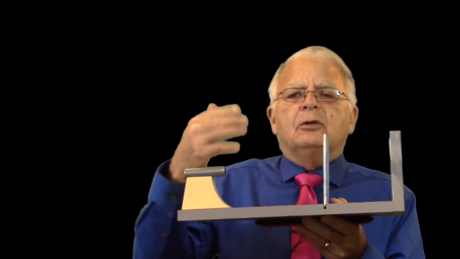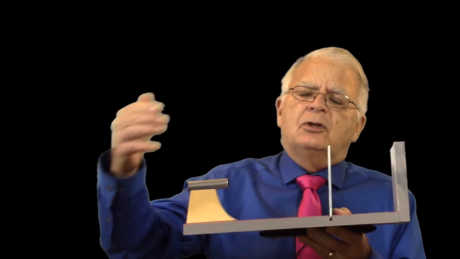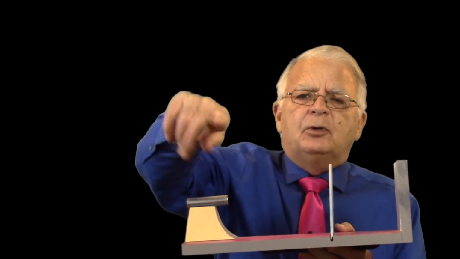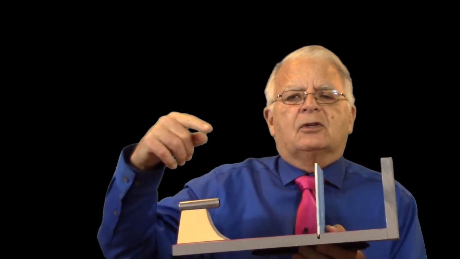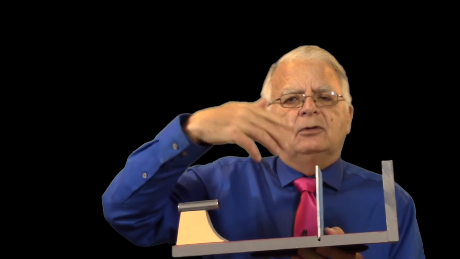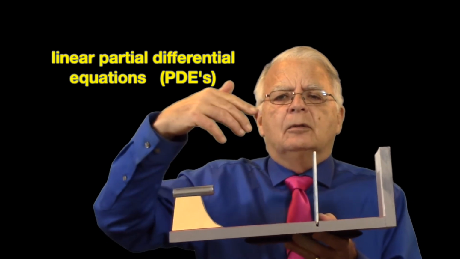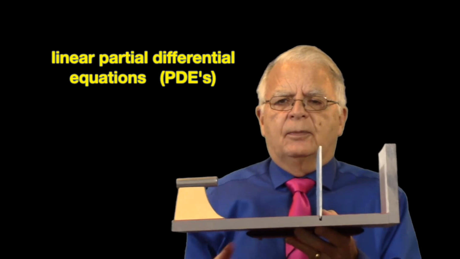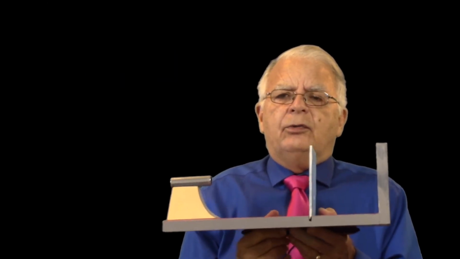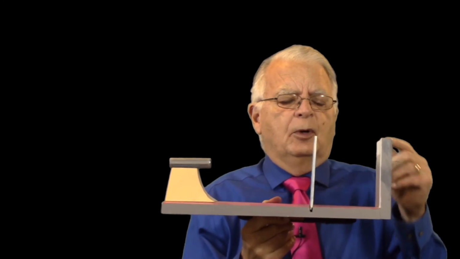Now, in order to explain this, I have to use a little bit of mathematical language, which is a problem because 95% of the people viewing this video can't stand mathematics. So here's the deal. I'm not going to use any equations, but I am going to use a little bit of language about linear partial differential equations, PDEs. There are three rules governing complementarity in this double-slit experiment.